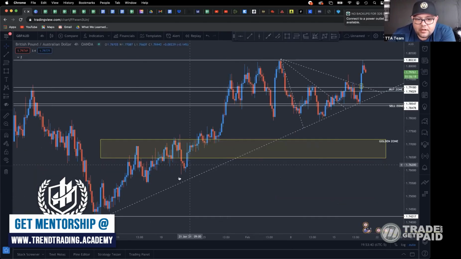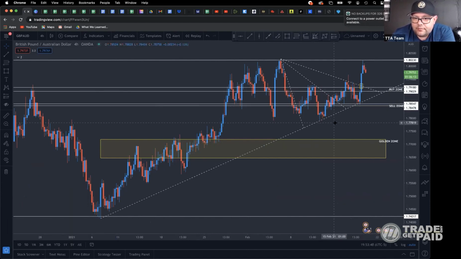4 hour chart. We're looking for a potential break at some point of this trend line. Well, guys, if we know that every 4 hour candle has 4 1 hour candles, and every 1 hour candle has 2 30-minute candles, and every 30-minute candle has 2 15-minute candles, and every 15-minute candle has 3 5-minute candles, and every 5-minute candle has 5 1-minute candles, how many 1-minute candles are in a 4 hour candle? 240.